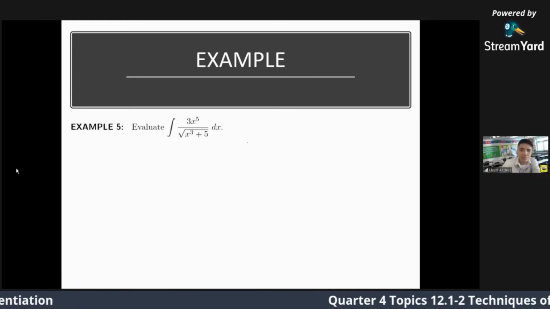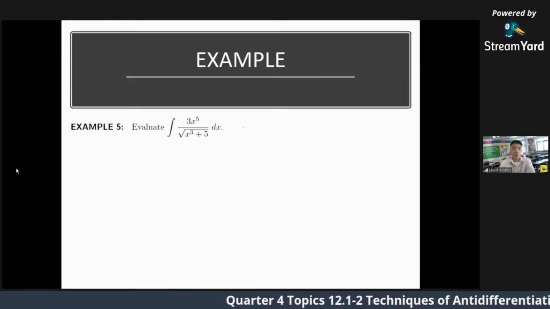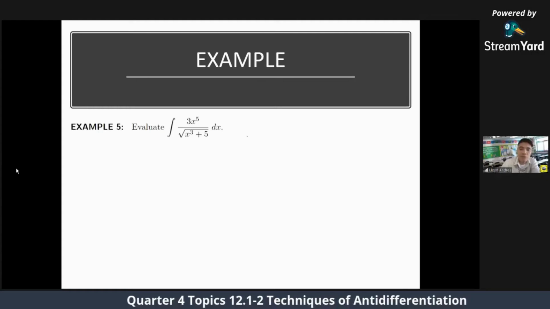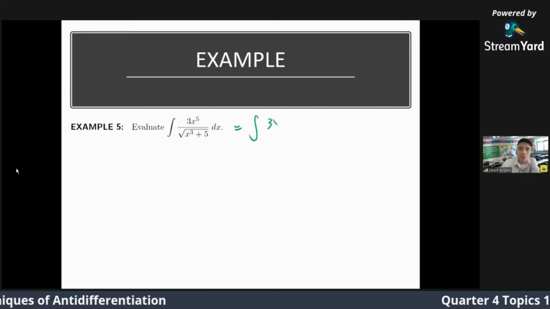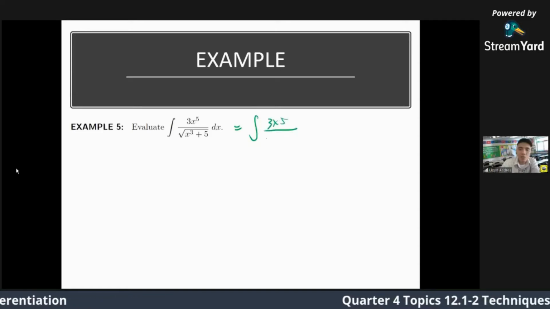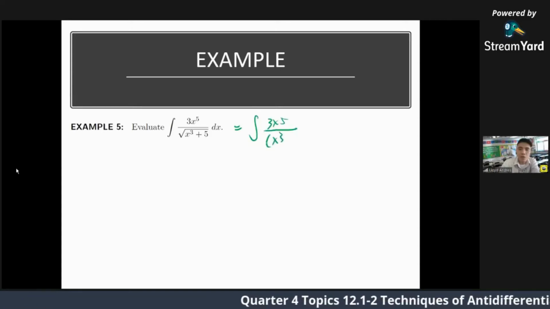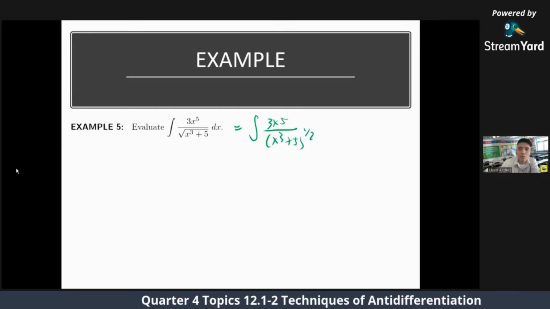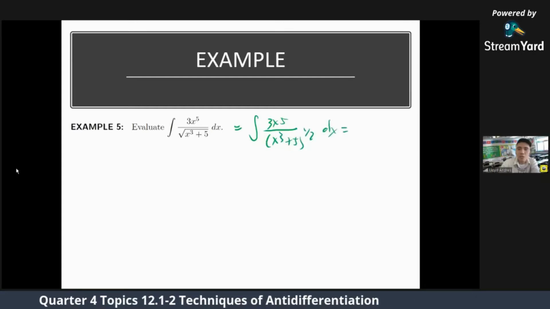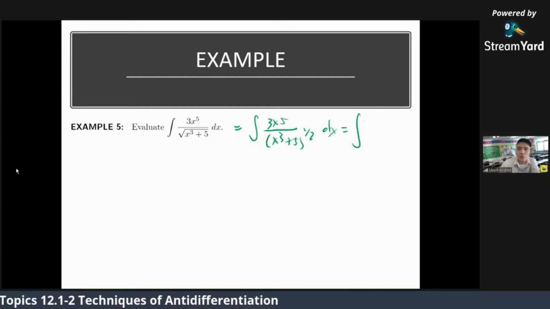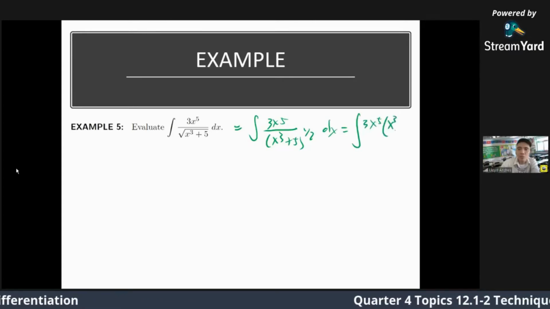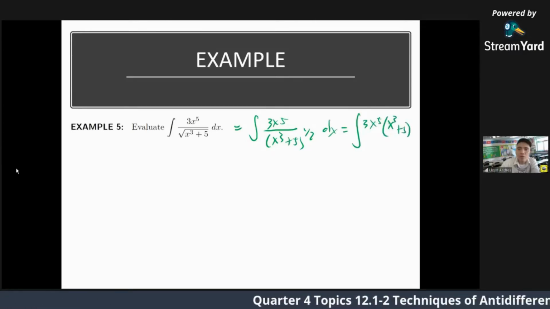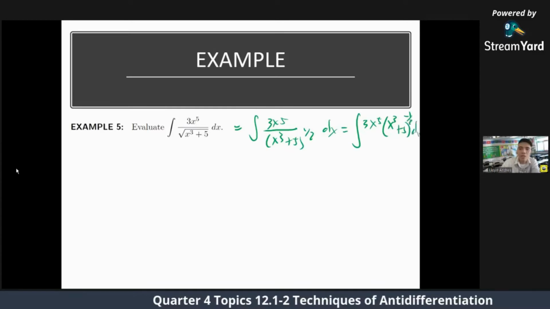This one. So for example 5, same. This can be expressed as integral of 3x raised to 5 over x cubed plus 5 raised to 1/2 dx. And pwede ra siya integral of 3x raised to 5 tapos times x cubed plus 5 raised to negative 1/2 dx. Ato nang gisaka daan.